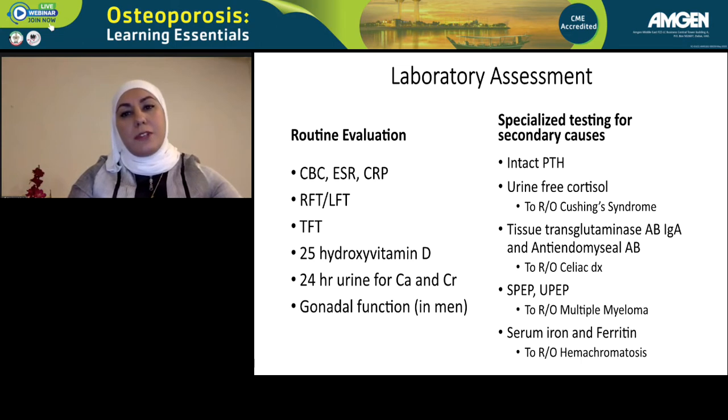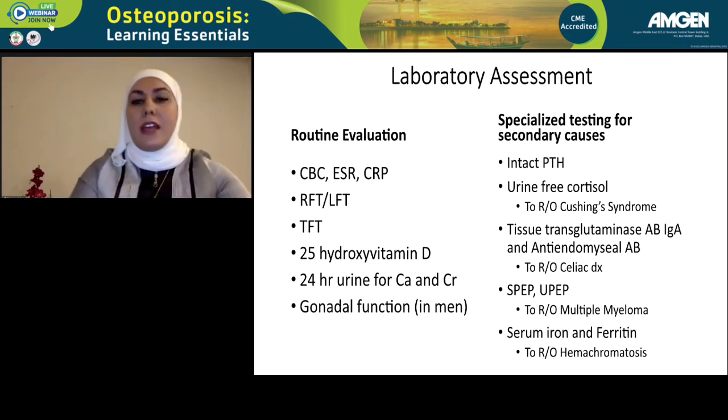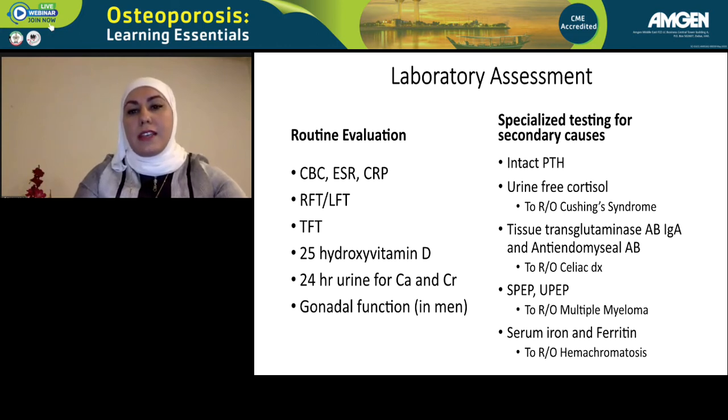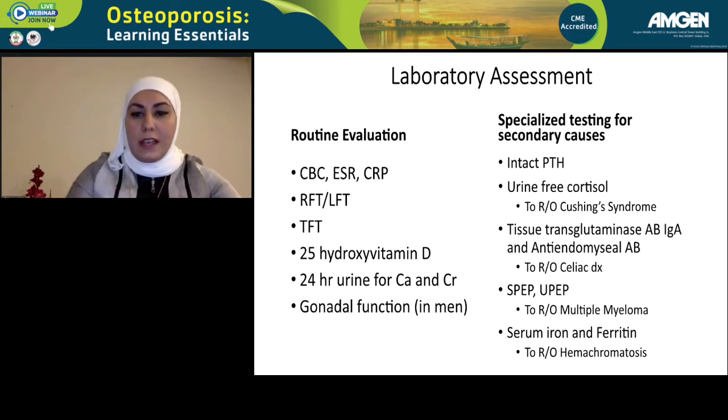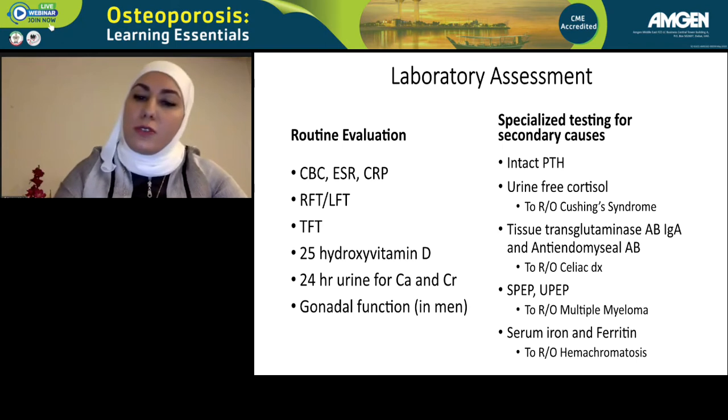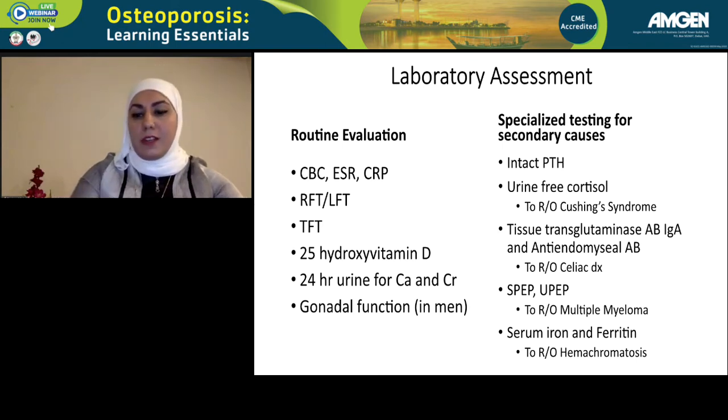There are some specialized testing for secondary causes, if you are suspecting a secondary cause. We should do intact parathyroid hormone, urine-free cortisol if you are suspecting Cushing syndrome, and you should rule out celiac disease if suspected, serum protein electrophoresis and urine protein electrophoresis to rule out multiple myeloma, serum iron and ferritin if you are suspecting hemochromatosis.